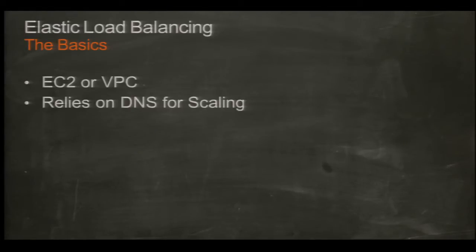It relies on DNS for scaling. For those of you who are using ELB today, probably aware of that. As resources are made available to your application, there are more IP addresses added to DNS. We'll cover that in some detail, but it's completely dependent on DNS to be able to provide the changing elasticity, the changing resources that are allocated to your load balancer.